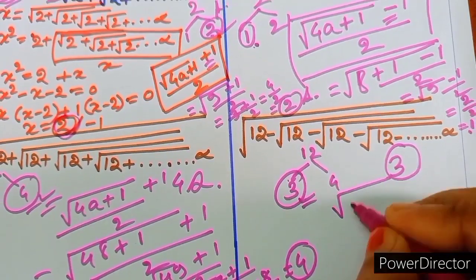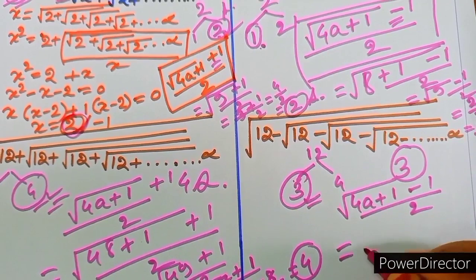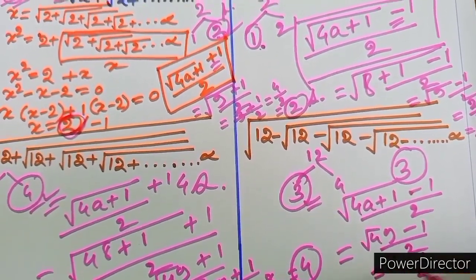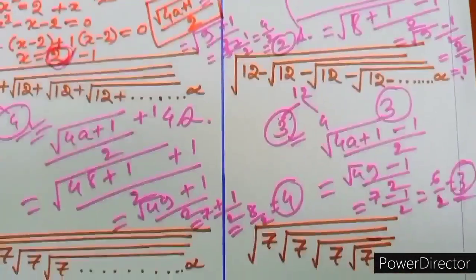And if we take the formula root 4a plus 1 minus 1 by 2, so root 49 minus 1 by 2. So 7 minus 1 by 2, 6 by 2 equal to 3. So 3 is the answer.